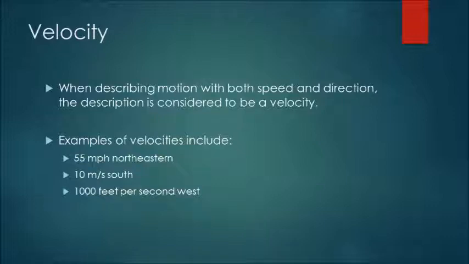The last part that we're going to talk about is velocity. When describing motion with both speed and direction, the description is considered to be a velocity. For example, if you say you're driving 55 miles per hour northeast, then that's a velocity. If we just said 55 miles per hour, that would just be a speed, not a velocity. Other velocities include 10 meters per second south and 1,000 feet per second west. We'll get more into this in class.